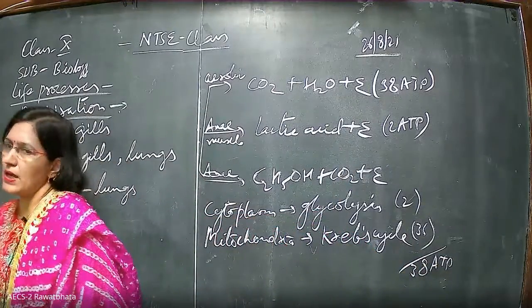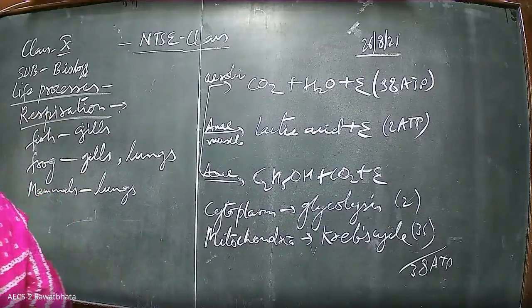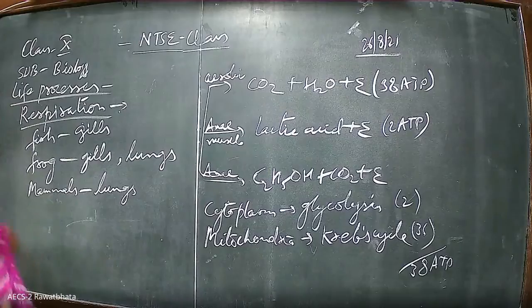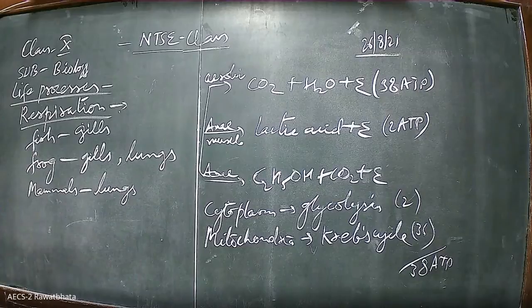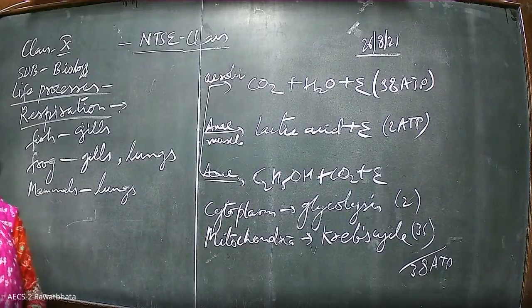For example, if any cell or any part of the human body is undergoing anaerobic respiration, that means there is less oxygen. We usually write in our terms that there is no oxygen, but no oxygen is a wrong notion. There is actually less oxygen, and less oxygen means that the cells are going to undergo anaerobic respiration. And if the cells have plenty of oxygen, they are going to go for aerobic respiration. In anaerobic respiration, a small amount of energy is released and this lactic acid basically jams the muscles.